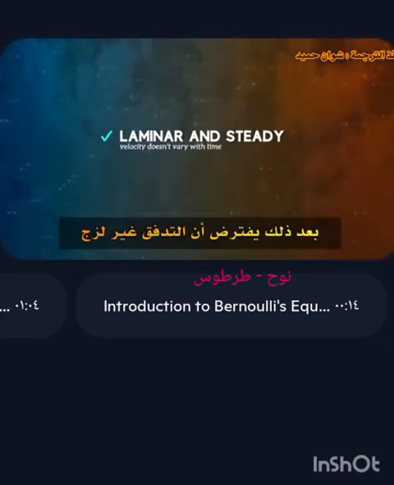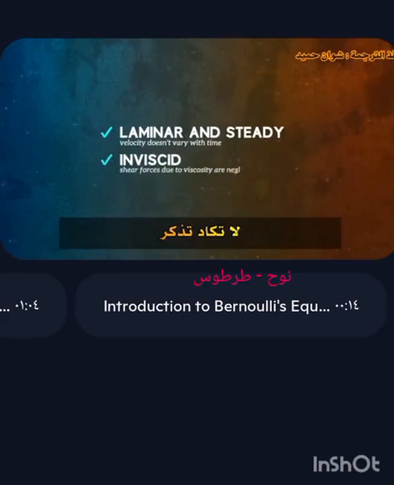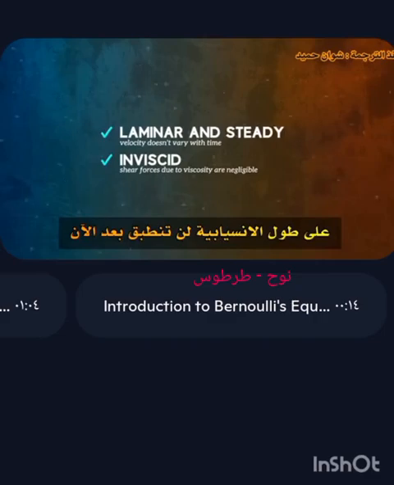Next, it assumes that the flow is inviscid, meaning that shear forces due to fluid viscosity are negligible. This assumption is needed because viscosity would result in a dissipation of some of the fluid's internal energy, and so the idea that energy is conserved along a streamline would no longer apply.